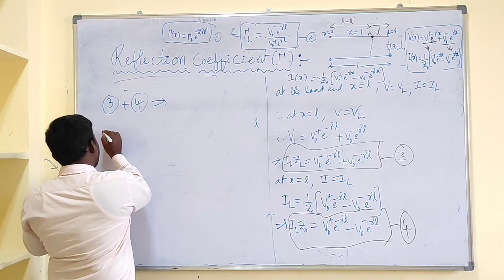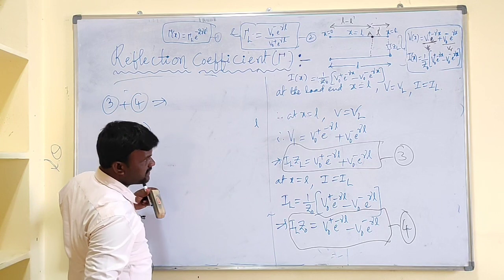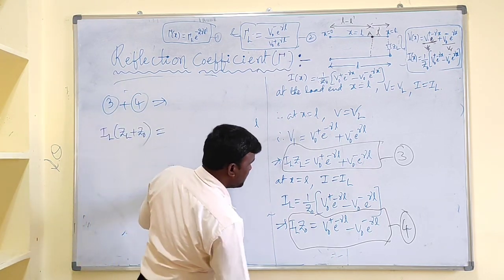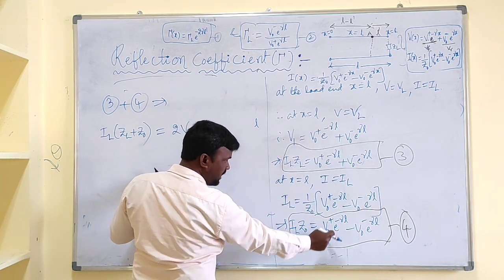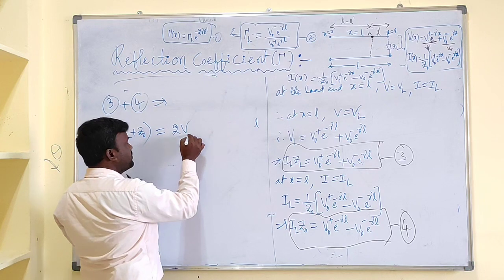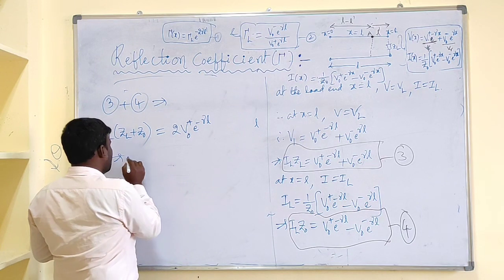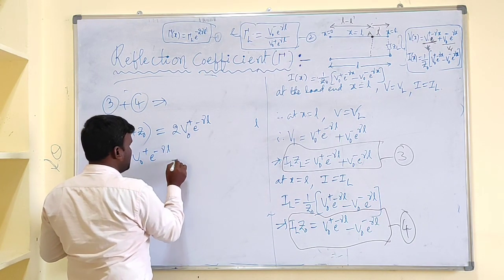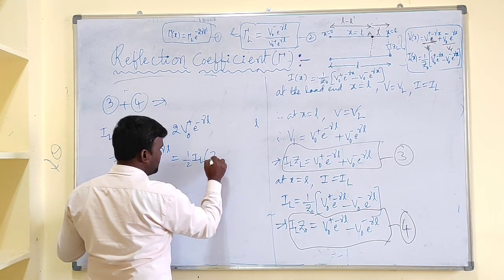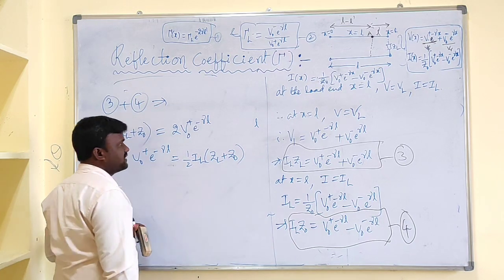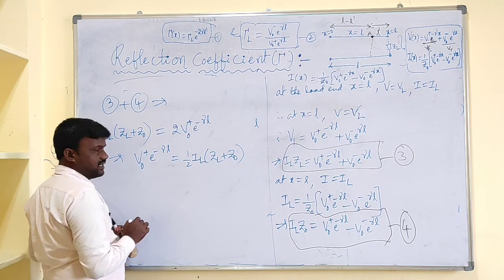We will get, on the left hand side, IL into ZL plus Z naught, and on the right hand side, V naught plus e to the power minus gamma L plus V naught plus e to the power minus gamma L gives 2 into V naught plus e to the power minus gamma L. So from this we can write that V naught plus e to the power minus gamma L is nothing but 1 by 2 IL into ZL plus Z naught.